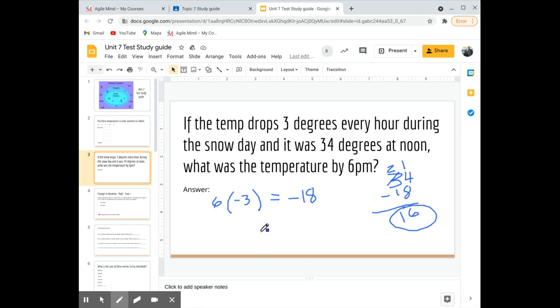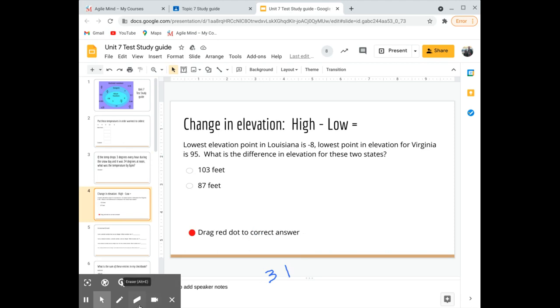16 degrees. Now, if we want to check our answer, we just add these together and see if it's 34. 8 plus 6 is 14. 1, 2, 3. So our answer works. So our answer should be what? 16. Good. All right, let's look at our next one.